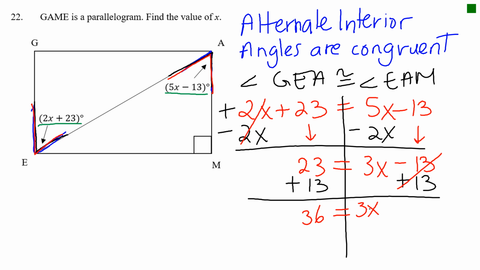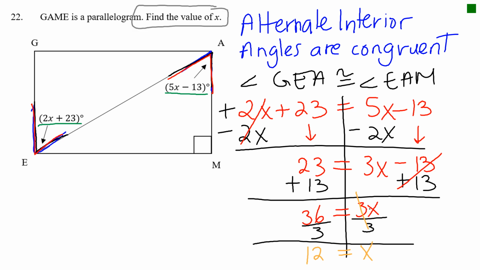Last step is to divide and multiply. Right now, x is being multiplied by 3, so the opposite would be to divide both sides by 3. On the left, 36 divided by 3 is going to give us 12. On the right, 3 divided by 3 is 1, so we just bring down the x. Our goal was to find the value of x. We did, so x equals 12 is the final answer.